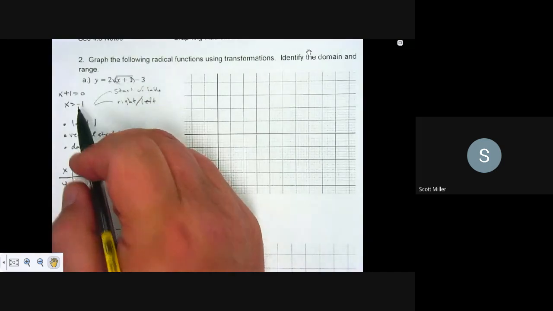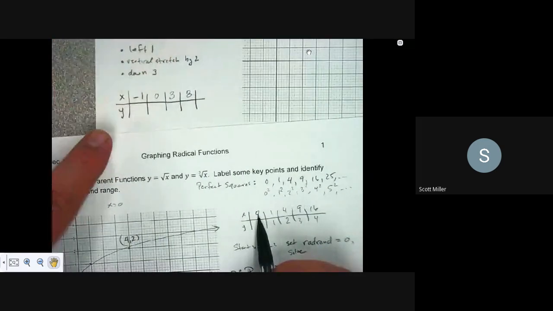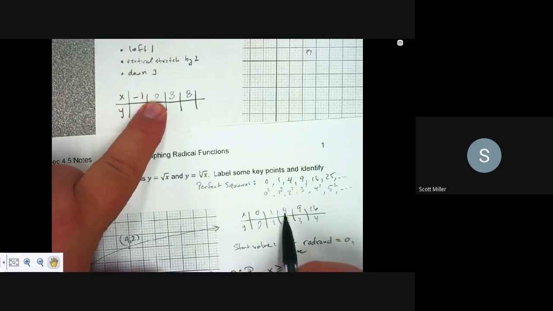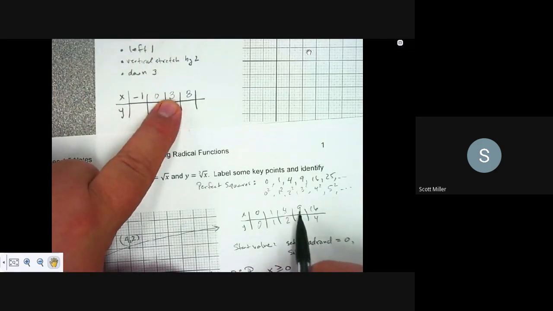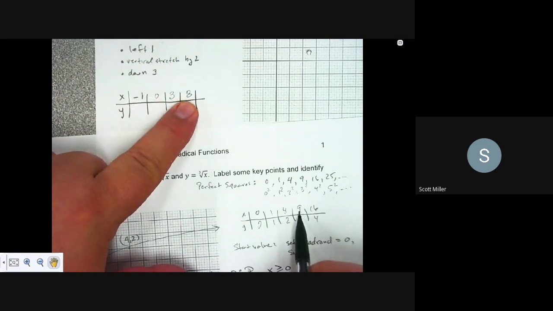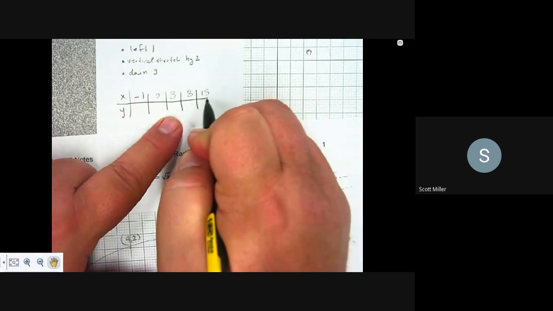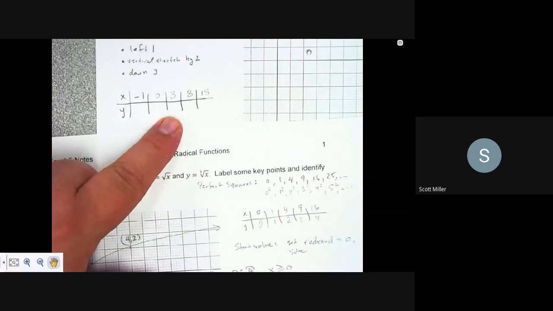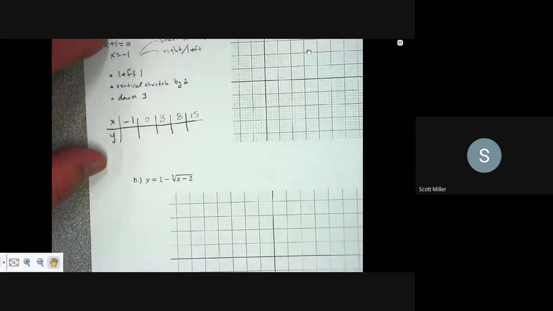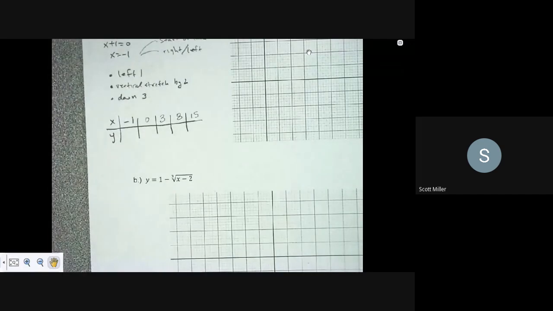Now, we said we're going to go to the left one or subtract 1 from everything. So if you look at this parent function up here, this table, take that number, subtract 1. I get that. Take that number, subtract 1. You see how this works? So I know this next one here is going to be 15. So that's how I use my parent table to help me make my new table with the transformations, which is the purpose of the transformations, is to make graphing easier and quicker.